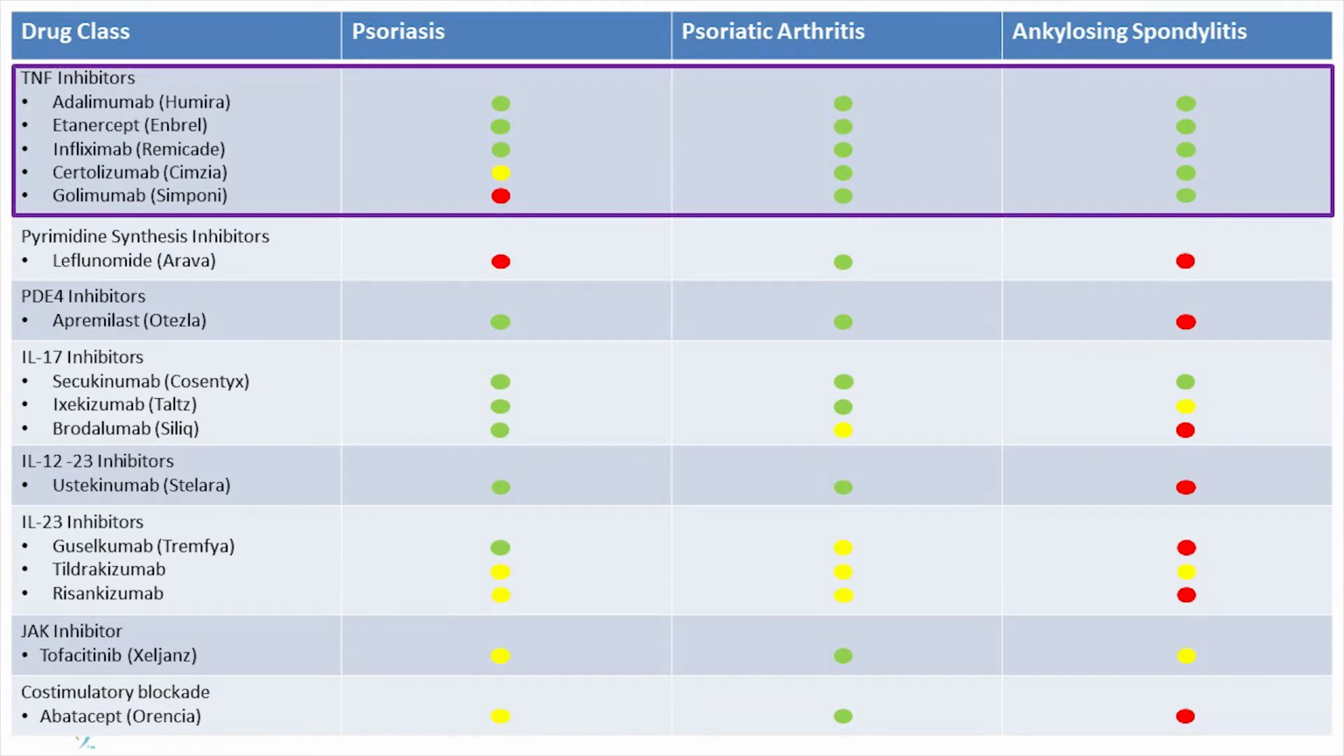And here, the ones in green are the ones that are approved. The ones in yellow are the ones that are being studied in more advanced phase 3 trials. And then the reds are the ones that stopped.